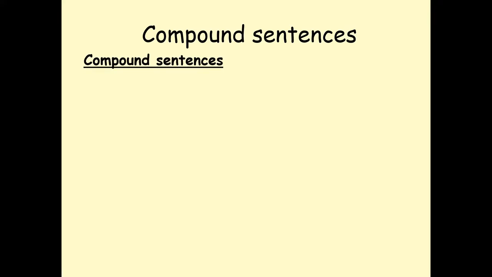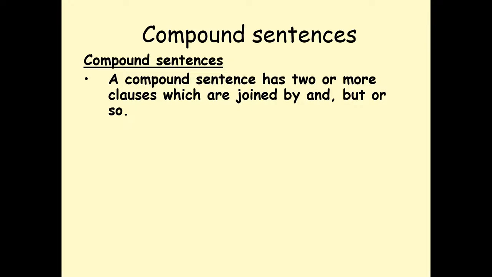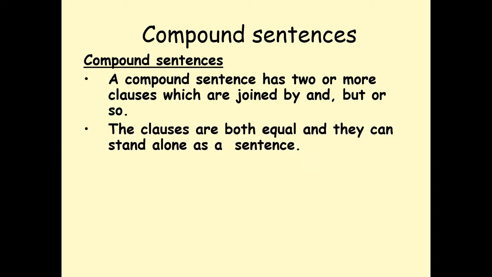Compound sentences. A compound sentence has two or more clauses, and these clauses are joined by and, but, or, so. The clauses are both equal and they can stand alone as a sentence. And a good way to remember a compound sentence is that it's two simple sentences joined together by and, but, or so. So the simple sentences have to be of equal length as well.